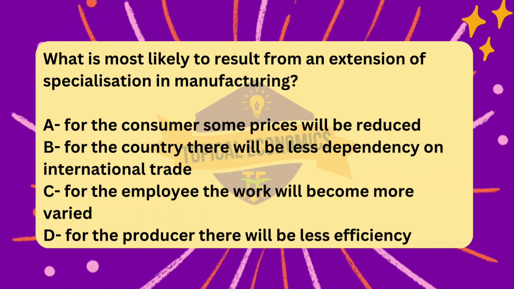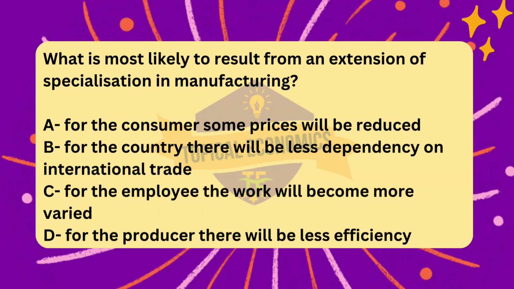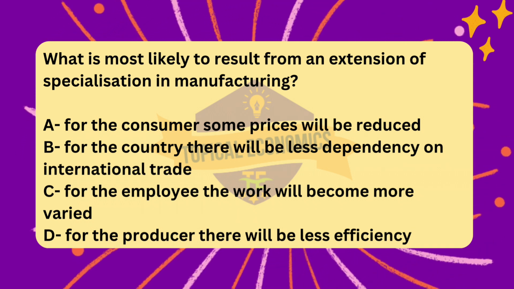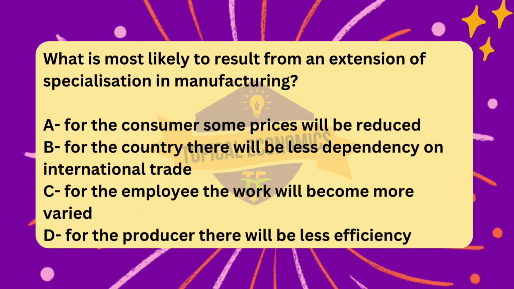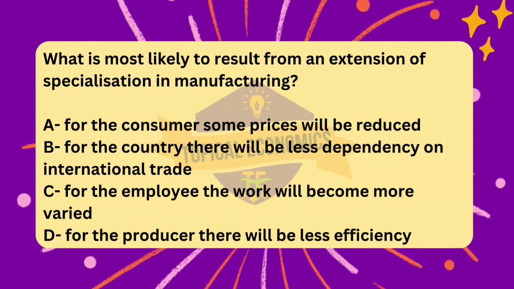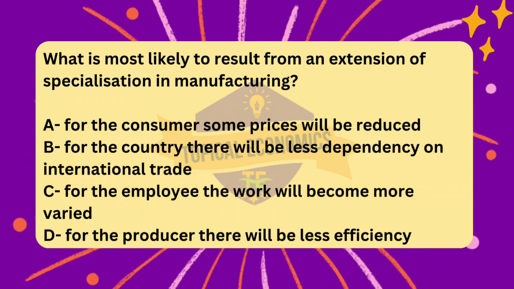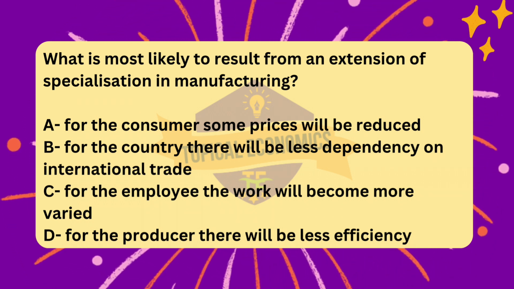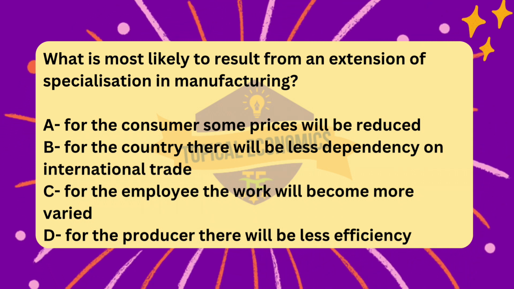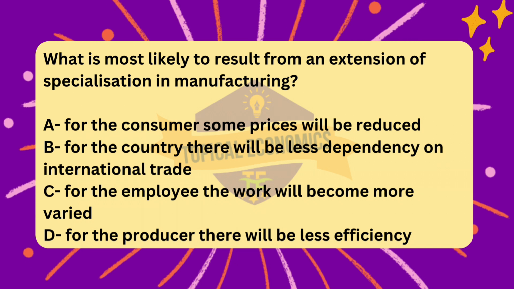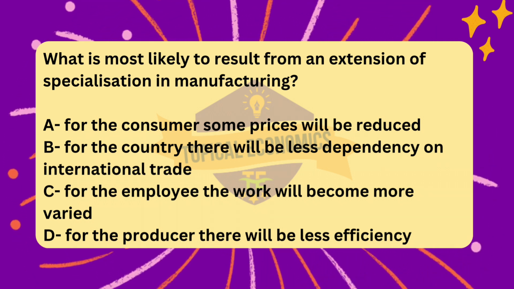Next, option C. For the employee, the work will become more varied, is unlikely. Specialization in manufacturing often means that workers will focus on repetitive, narrowly defined tasks related to the specific part of the production process they are responsible for. As a result, work becomes less varied, not more, as workers become increasingly specialized in particular tasks to improve efficiency.